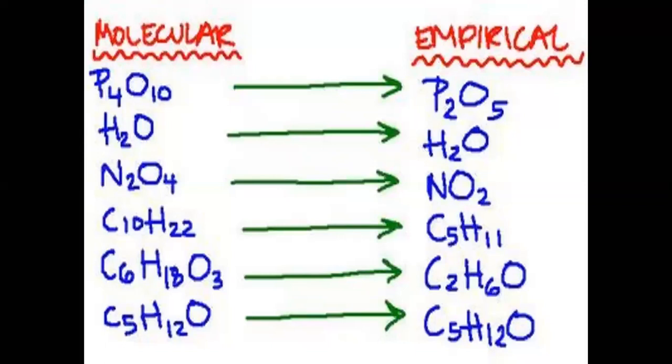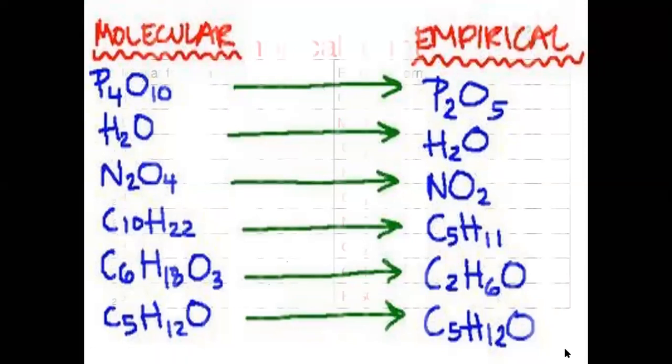Similarly, C10H22, we have the actual true formula C10H22, but by simplifying we get C5H11. That is the empirical formula. Another formula C6H18O3, and after simplification we get C2H6O. That is the empirical formula. Next is C5H12O. It is the actual, true formula, which tells us how many atoms of each element are joined together to form such a compound. While the empirical formula, after simplification, gives the simplest ratio among these elements.